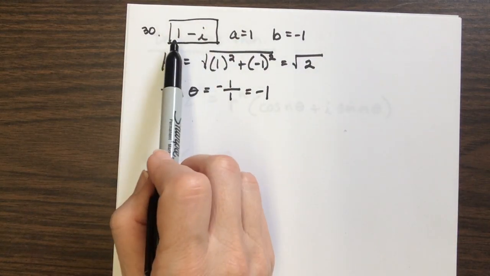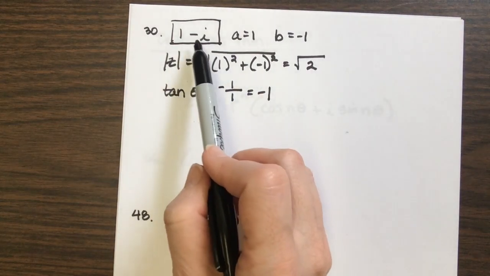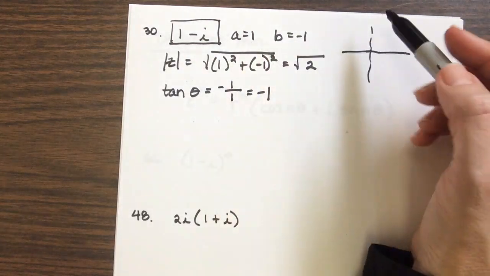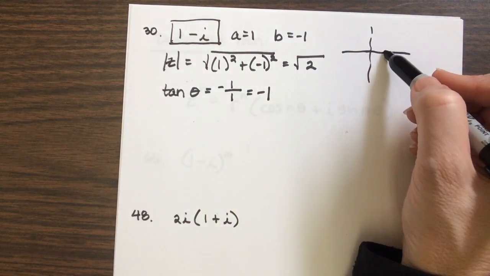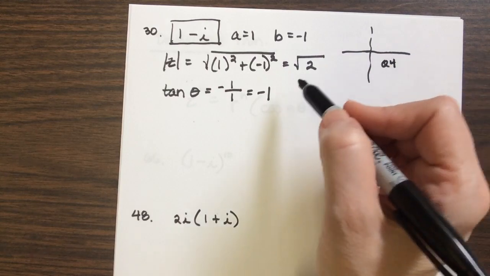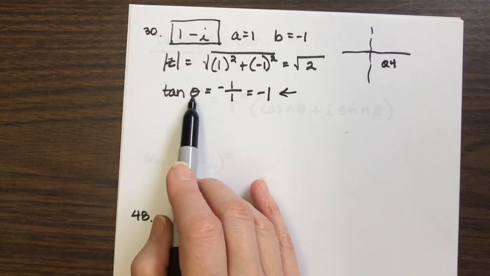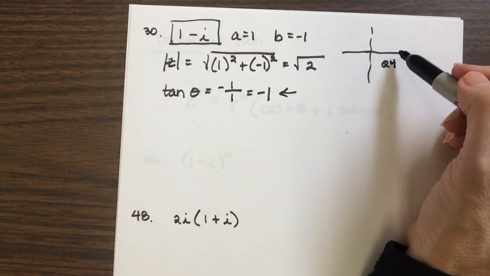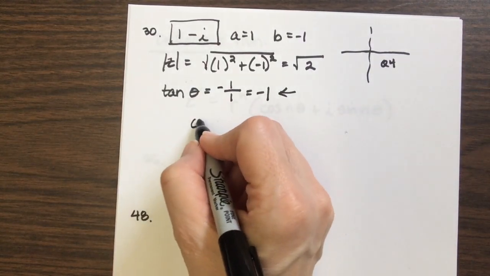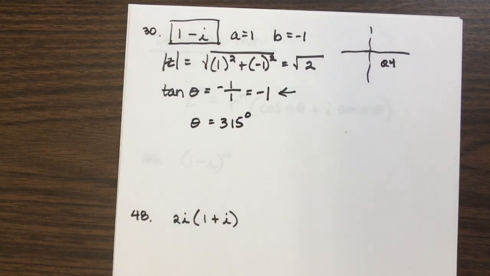If I were graphing this, I would go over to the right one and down one. Just visualize the graph. I would go over the real part, down the imaginary part. So I'm in quadrant 4. So my angle is going to come out of quadrant 4. The reference angle of 45 degrees, which means 360 minus 45 is 315 degrees. So that's my theta.